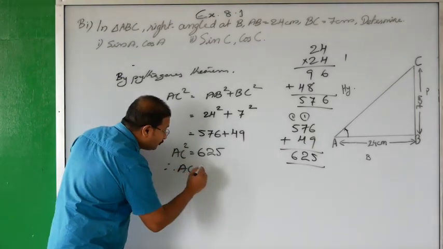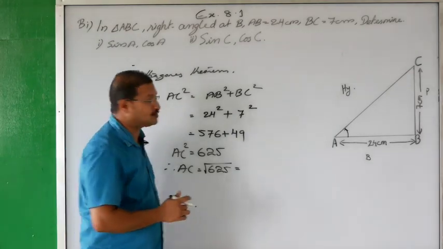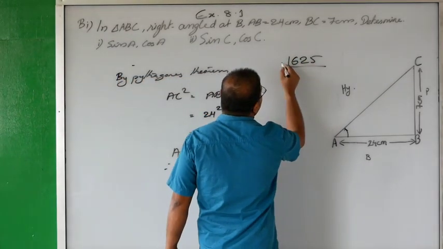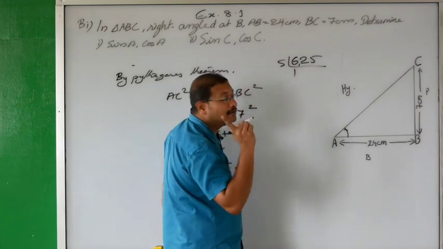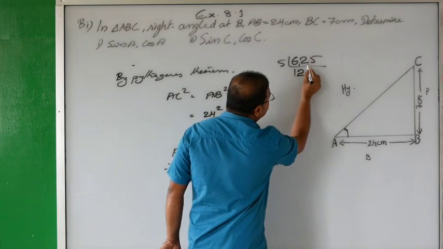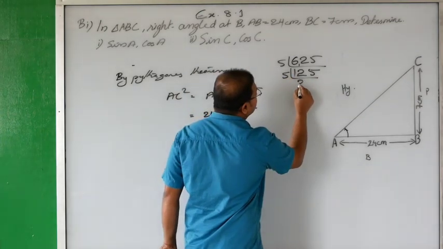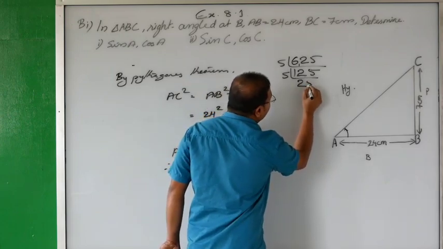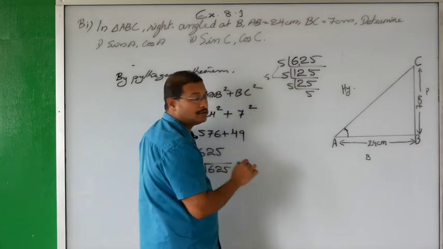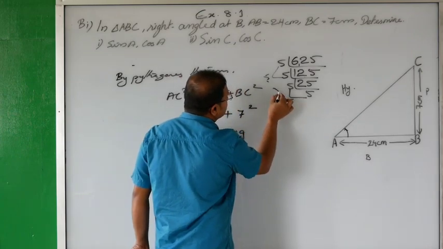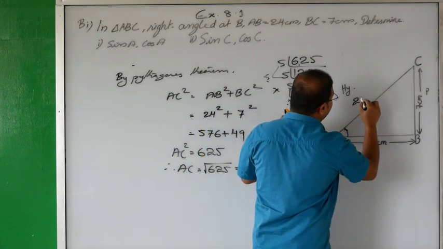Therefore, if you want to find AC, we have to take the square root. Square root of 625. Actually, you are going to get the answer 25, anyway, I'll do the steps. Square root of 625. 625 by 5 will do. 5 ones are 5. Balance is 1. 12 means 5 twos are 10, so 2 is written, the balance is 2. 25, 5 fives are 25. Again by 5, 5 fives are 25. We know that square root means out of two numbers we take one outside. Again, out of two we take one outside. That means 5 into 5, 5 fives are 25. So the answer is AC is 25 centimeter.